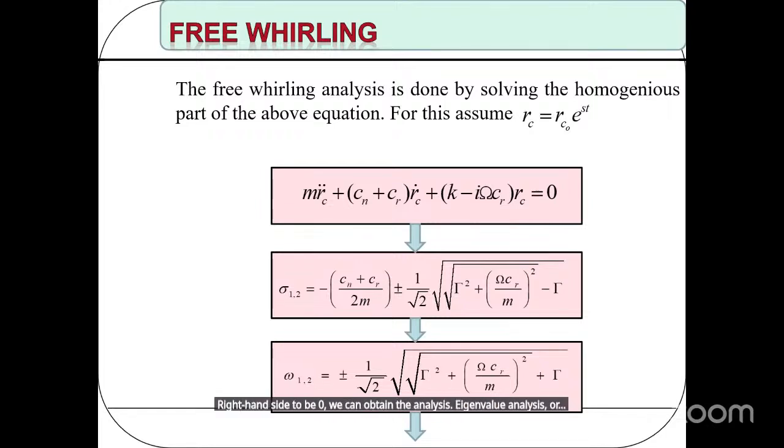Considering the assumed solution RC equals RC0 e to the power st, we can obtain a characteristic equation, and the solutions of the characteristic equation give you the roots. These roots are complex, sigma plus or minus i omega. Sigma indicates the real part and omega indicates the imaginary part. From the real part, we can predict the stability of the system, and from the imaginary part omega, we can predict the natural frequency of that system.